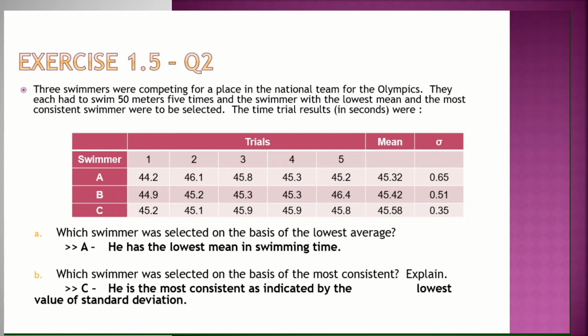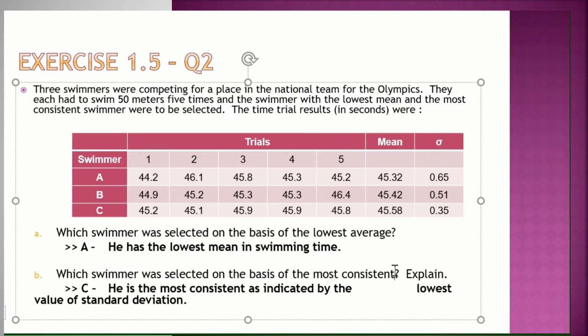Okay? Question 2. Which swimmer was selected on the basis of lowest average and consistent? So this question asks for average and consistency. Plug these values into the calculator. Find mean and standard deviation. So you got to do it one by one.